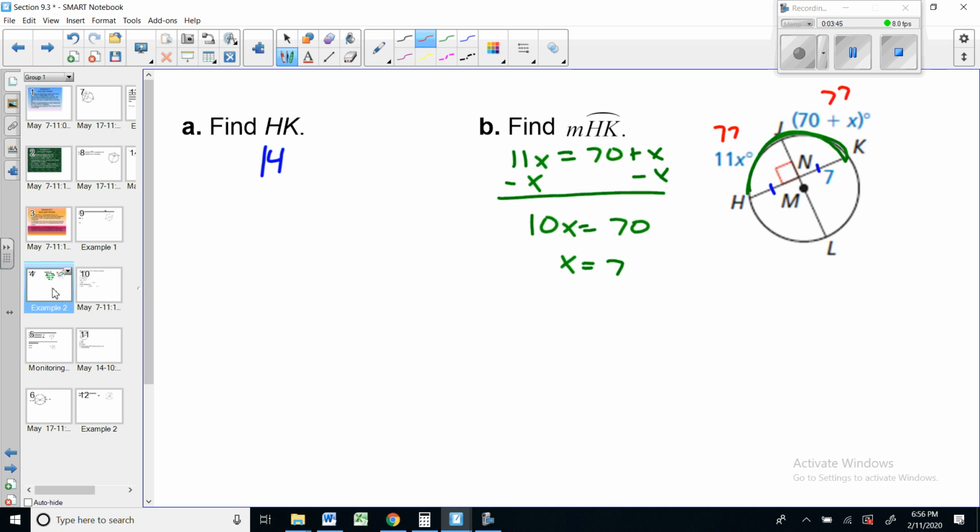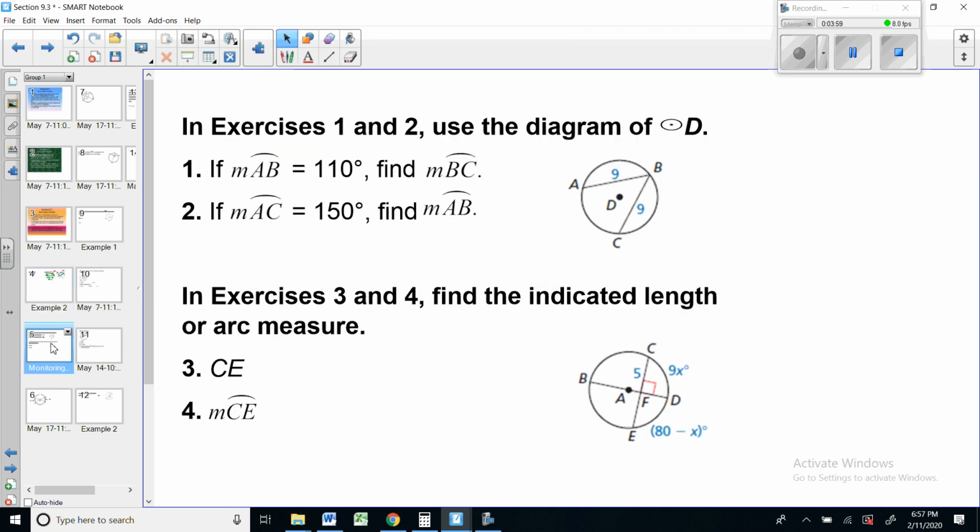When I add those two arcs together, the measure of my arc from h to k has to be 154 degrees. And again, we know that's a minor arc because it is less than 180 degrees. Okay, and that's a big key. Your minor arcs are less than 180, the major arcs are greater.